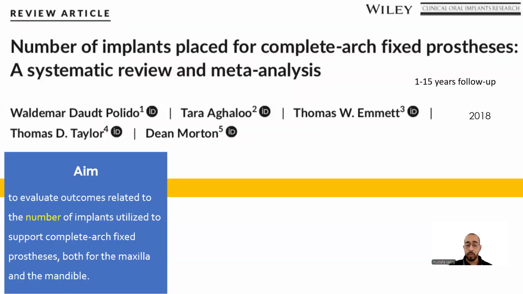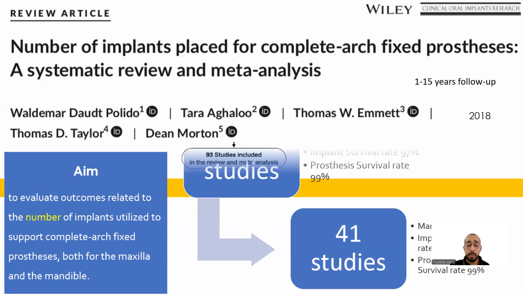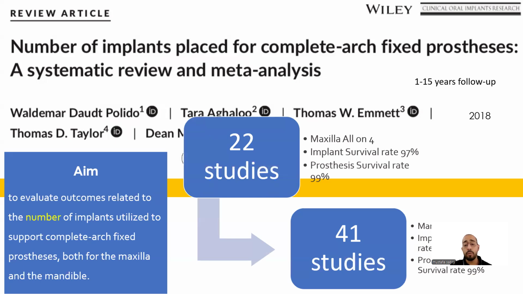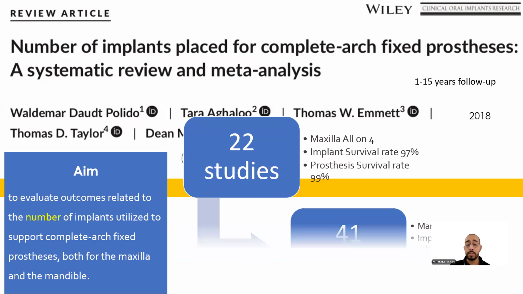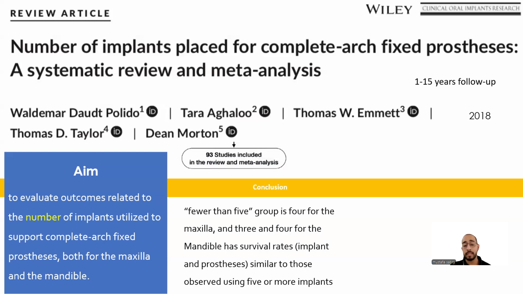Just to be supported with the proper evidence, I will not go into too much detail, but we have a very important systematic review regarding the number of implants placed, because we have a lot of debate on this. Nowadays we have 15 years of follow-up, a lot of papers, and with meta-analysis, all-on-4 in the maxilla and even the mandible have a comparable survival rate, ranging from 97 to 99% for the implant and the prosthesis at the same time.